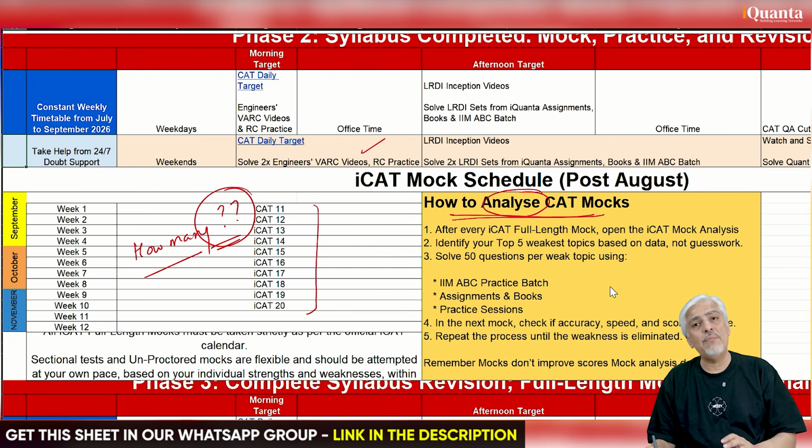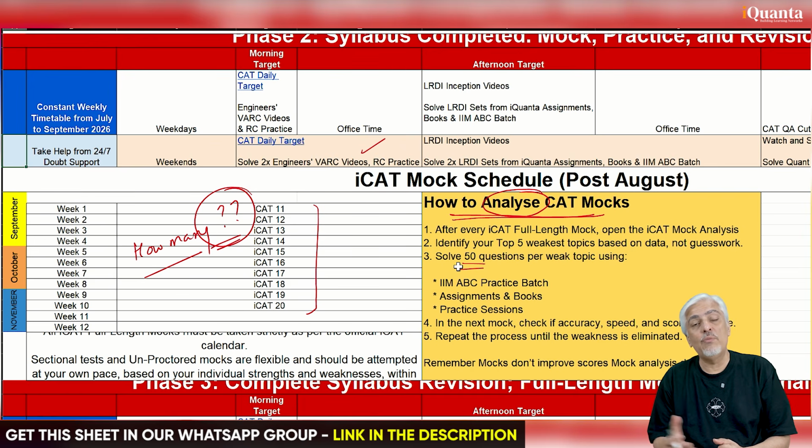And then obviously, as I always say, going back to the drawing board, again revising 50, 60, 40, whatever number is good for you, revising those questions from that weak topic so that that topic gets stronger. Also, it will help you identify your weak areas and strong areas much better, instead of just having a judgment.